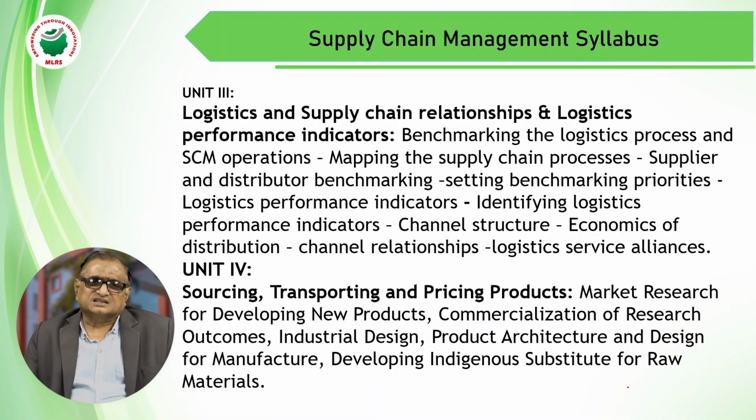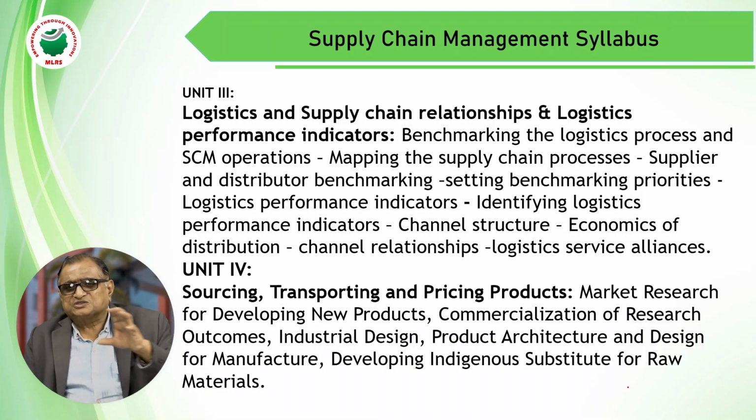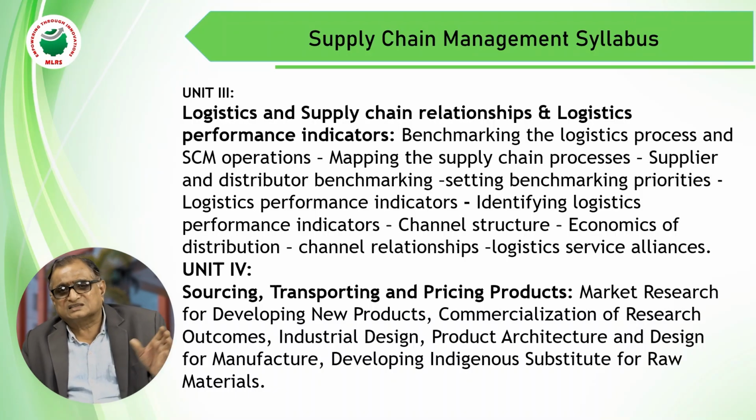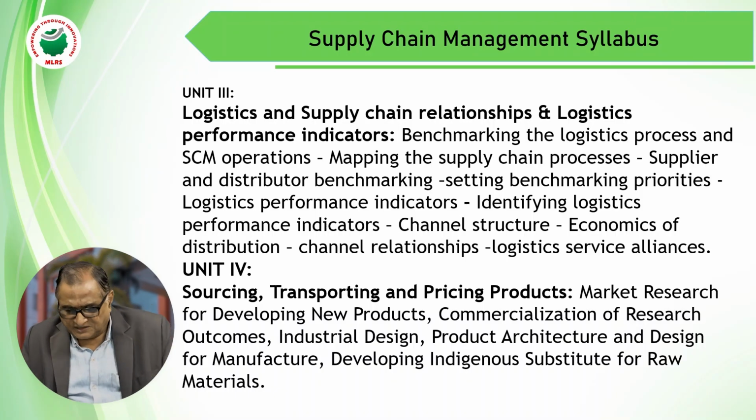Channel structure. What are the channel structures? As you people are well versed with this, you have already studied marketing management. There is the 0 level channel, 1 level channel, 2 level channel, and 3 level channel. Manufacturer to customer is a 0 level channel. Manufacturer, wholesaler and customer is a 1 level channel. Manufacturer to wholesaler, distributor and customer is a 2 level channel. Manufacturer, wholesaler, distributor and retailer is the 3 level channel. This is the pattern we follow, and this is how the channel structure, its importance and role are taken.